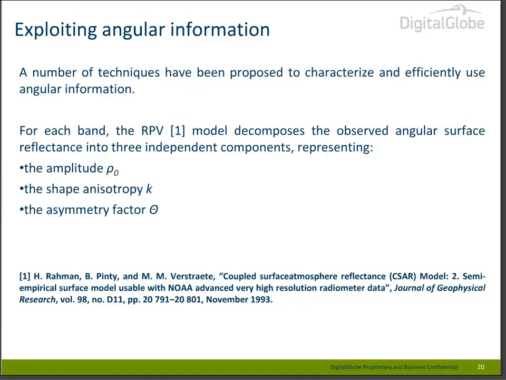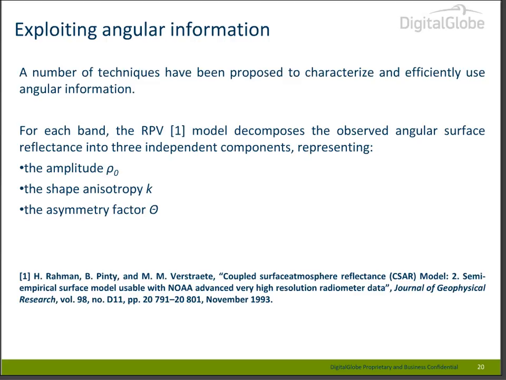But now one other question could be, okay, how can we exploit this information? And so during the years, a large number of techniques have been proposed to characterize and efficiently use angular information. For this slide deck, we use the so-called RPV model, and I put here the reference if someone is interested. The characteristic of the RPV model is that it decomposes the angular observation into three independent components, namely the amplitude, the shape anisotropy, and the asymmetry factor.